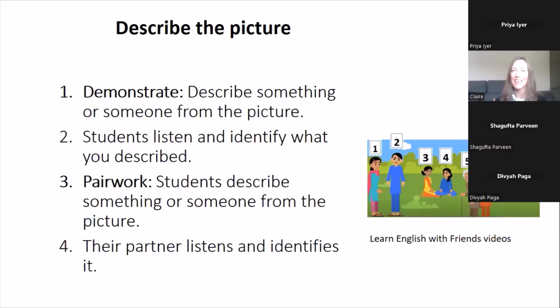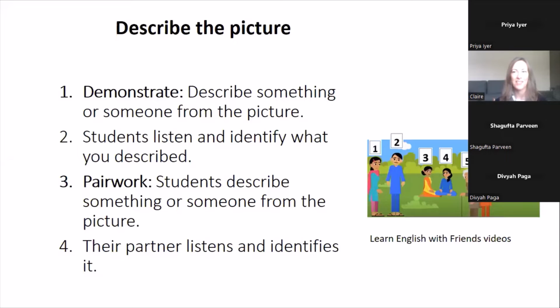Okay, so you can see there's a common structure to these activities. First, you're demonstrating with everyone, making sure everyone knows what to do, but then the students do these independently. They do it in pairs or small groups, so they're getting maximum practice.